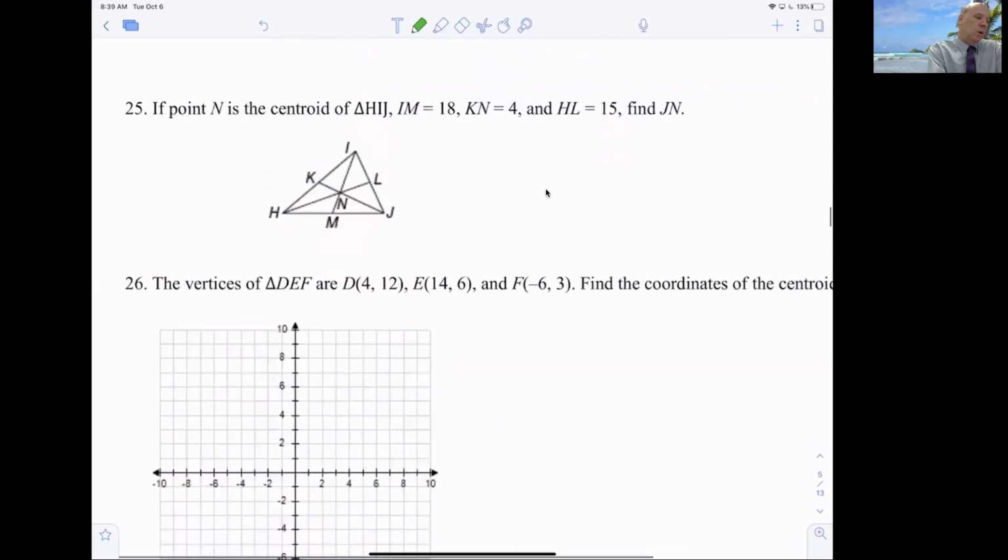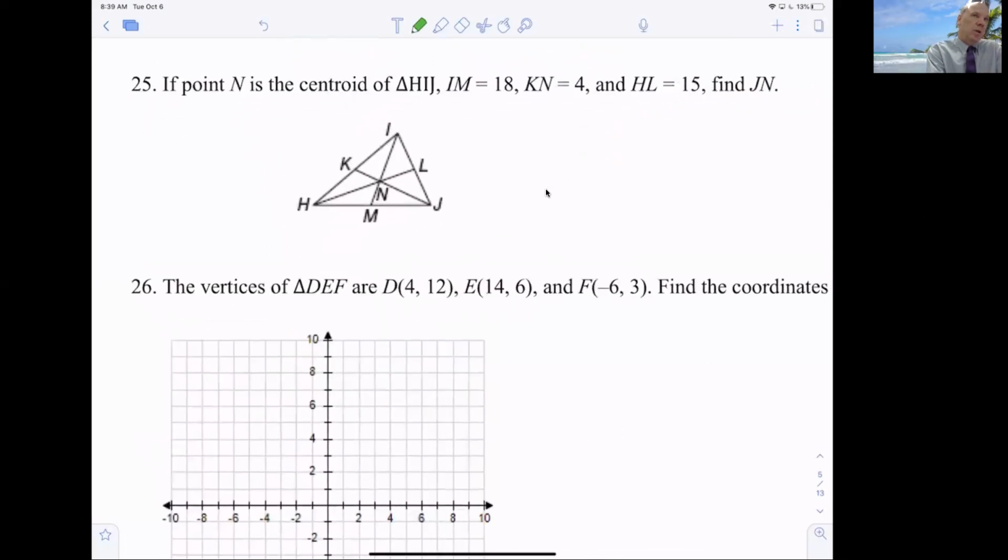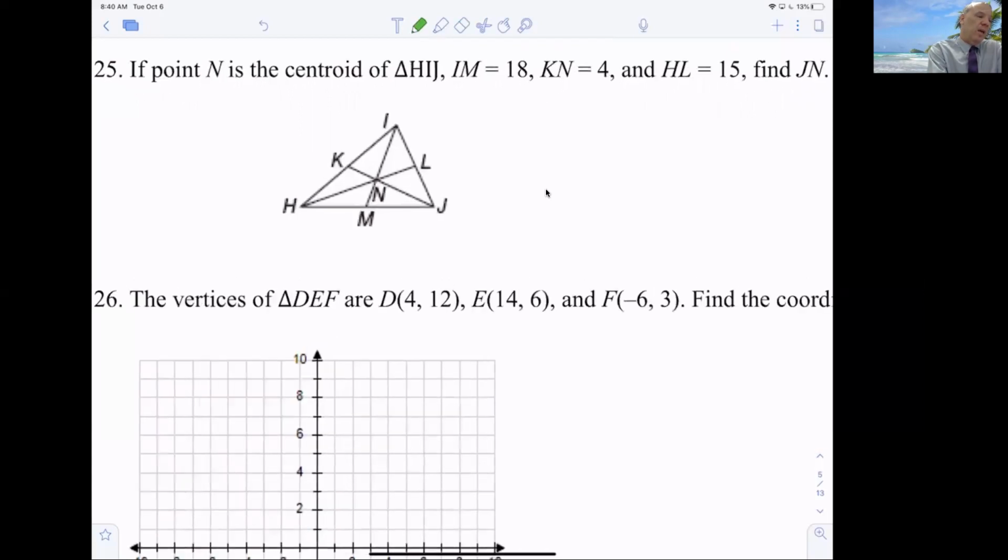If N is the centroid, all right, again, centroid, medians, think of it that way. IM is 18. Let's just review that. If IM is 18, then NM is how much? 6. NI would be what? 12. KN is 4. So NJ would be what? 8. HL is 15. So NL would be 5, right? And HN would be what? 10. Any issues with that?